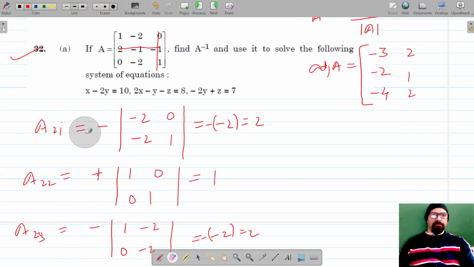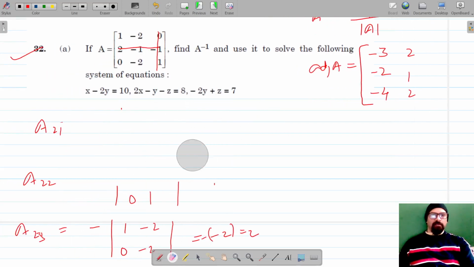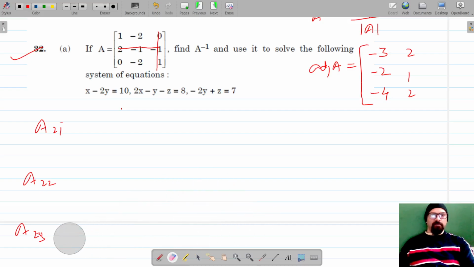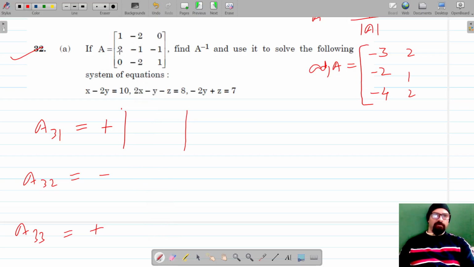Okay, let's get the cofactors of, so this is A31, A32, and A33. 3 plus 1 is 4, positive. 3 plus 2 is 5, odd, negative. 3 plus 3 is 6, even, positive. Okay, removing the row and the column for the respective elements. So remove the row and the column for third row and first column.